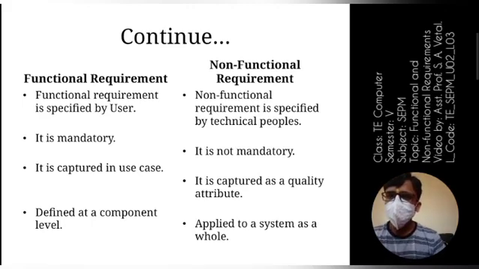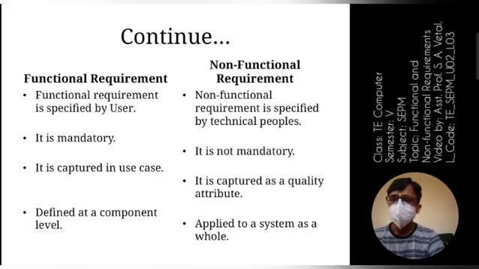It is captured in a use case. All those functional requirements can be captured or viewed with the help of a use case diagram. What kind of functionalities we are going to provide in our project can be placed into a use case diagram, and you can understand it with the help of use cases. Non-functional requirements are captured as quality attributes.